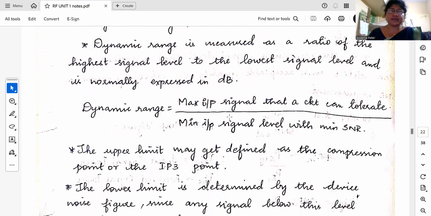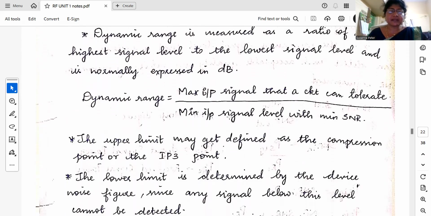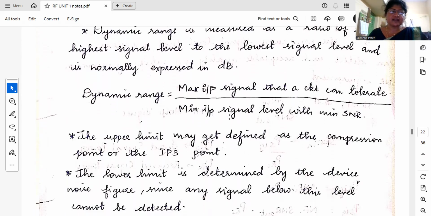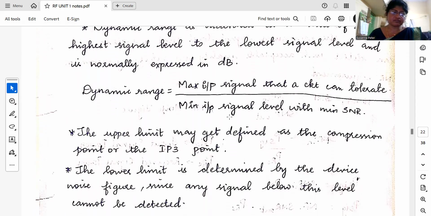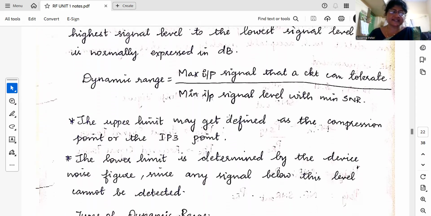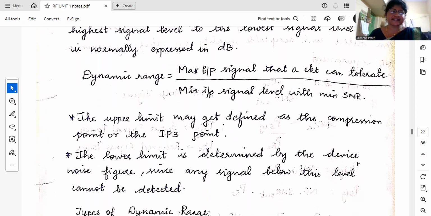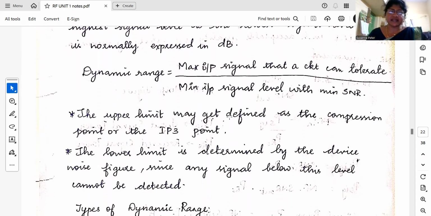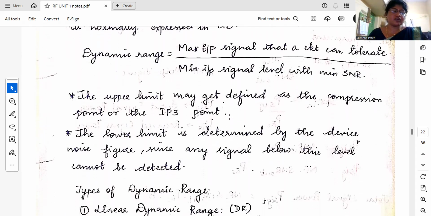So dynamic range could be given like this: the maximum input signal that the circuit can tolerate divided by the minimum input signal level with minimum SNR. We can also express this dynamic range as P max minus P min in dB, where P min is the smallest signal the system can detect, linked to sensitivity, and P max is the largest signal the system can handle without distortion.